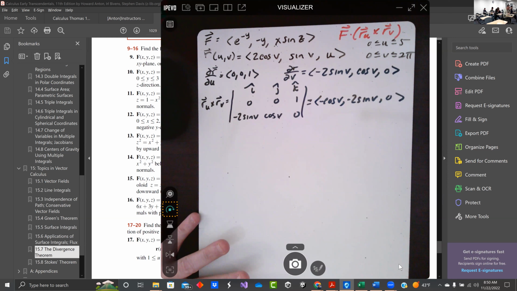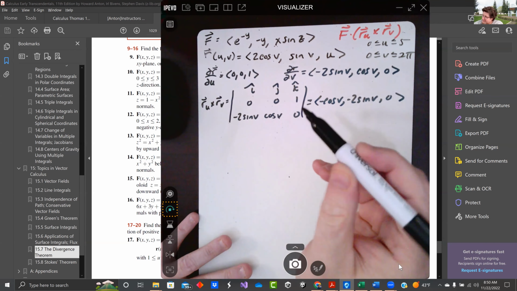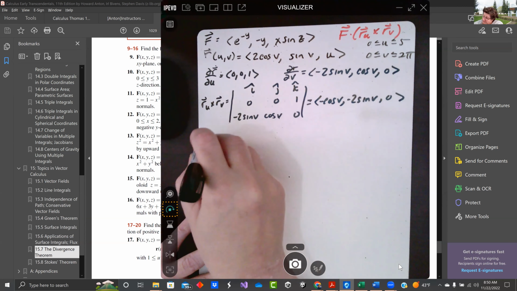Wait, shouldn't that be positive 2 times? 0 minus, oh, hang on. Did I get that right? Yeah. That one's not mistaken for a T. What? There's no T in this problem. I was joking.